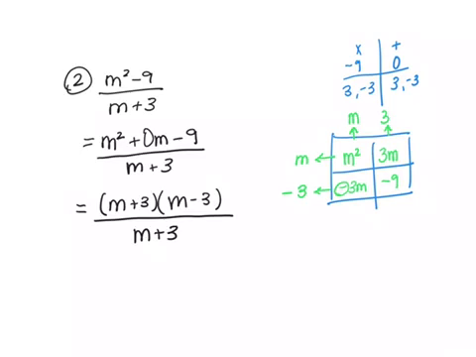So now that I've done that, I'm looking for things that could cancel out. So as you look here, hopefully you notice that you have m plus 3 on top and an m plus 3 on bottom, which means that all we are left with is the m minus 3 on top. So you could technically write this as m minus 3 over 1, because when you clear everything off of the bottom, technically there's a 1 there. But really we don't need to do that. Your most simplified answer would be just m minus 3.